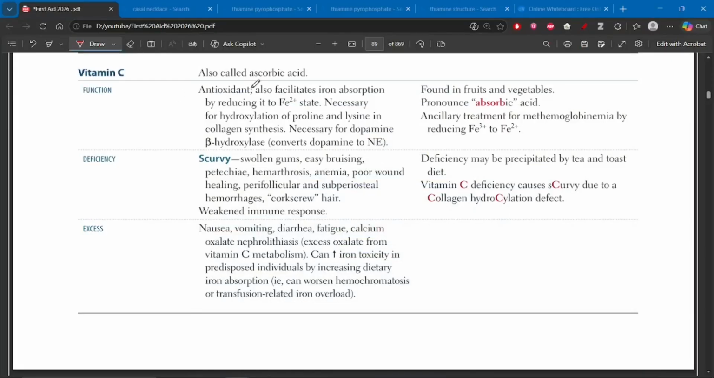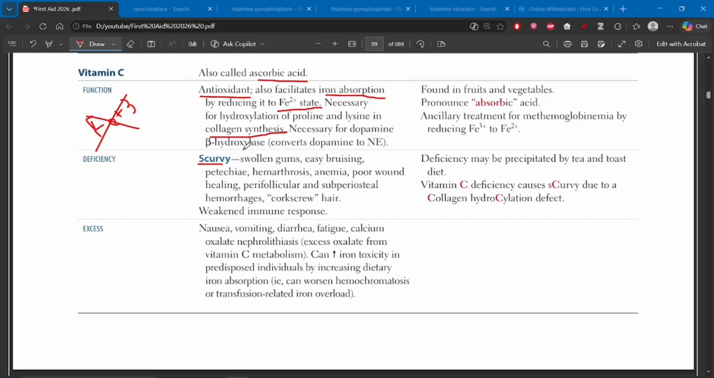Vitamin C, also called ascorbic acid, is an antioxidant, important, and also facilitates iron absorption by reducing it to the Fe2+ state. So the Fe3+ state of iron is not absorbed, right? You need it in Fe2+. It is also necessary for hydroxylation of proline and lysine in collagen synthesis. We already know that deficiency of vitamin C can cause scurvy. So it is important in collagen synthesis.